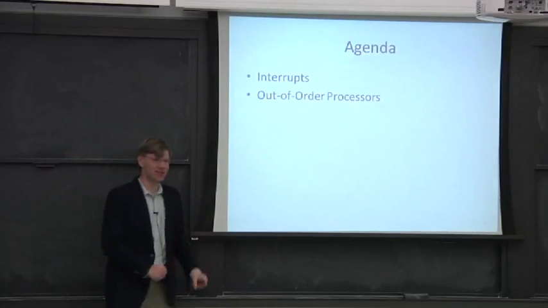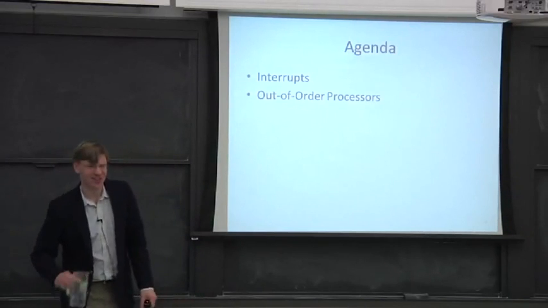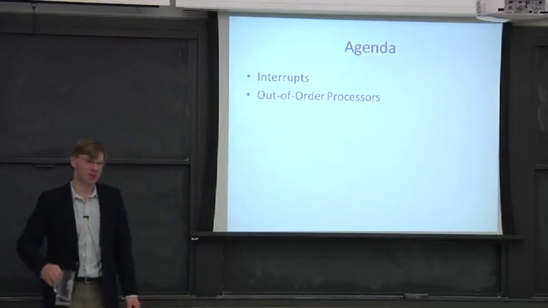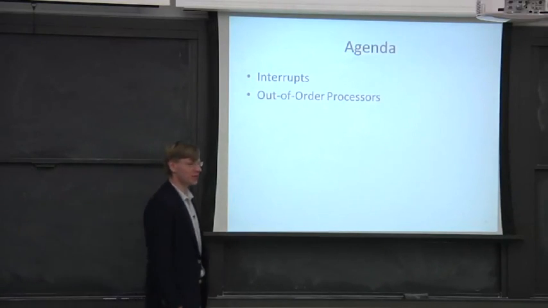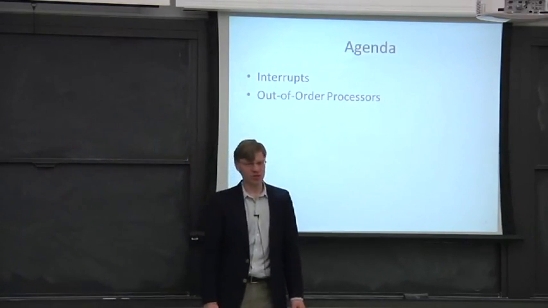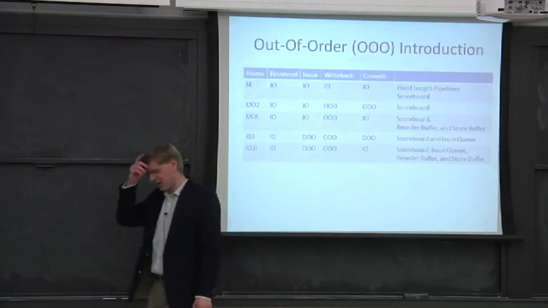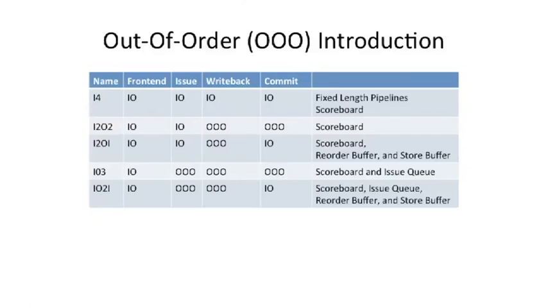Okay, so now we get into the fun stuff, out-of-order processors. Up to this point, we've been doing simple in-order stuff. We've been hinting at out-of-order, but now we're going to start looking at truly out-of-order machines. And we're going to introduce a bunch of new structures that you should not have learned about up to this point. You may have briefly talked about a scoreboard, but we're going to start talking about a bunch of other structures.